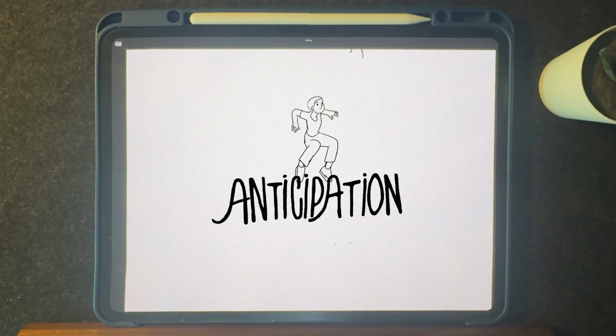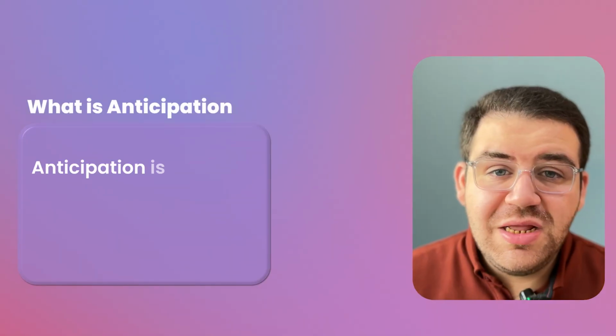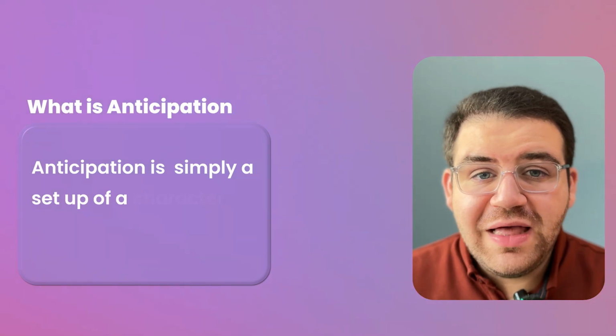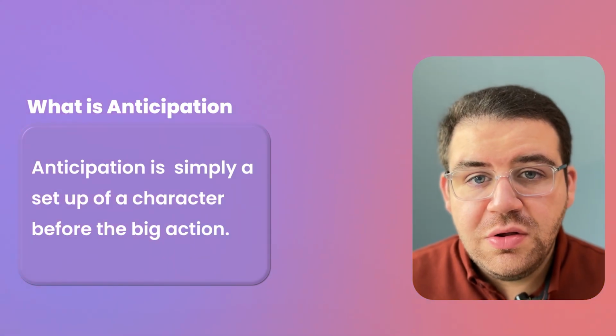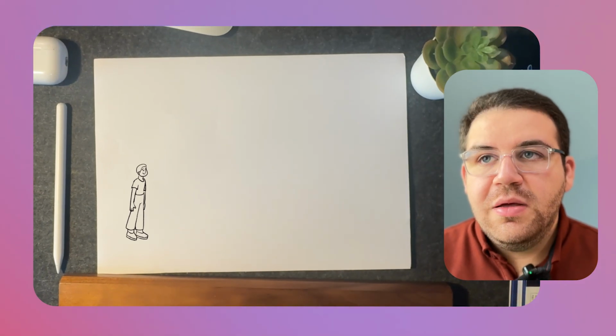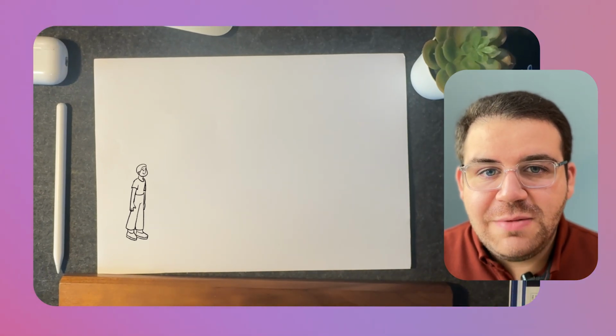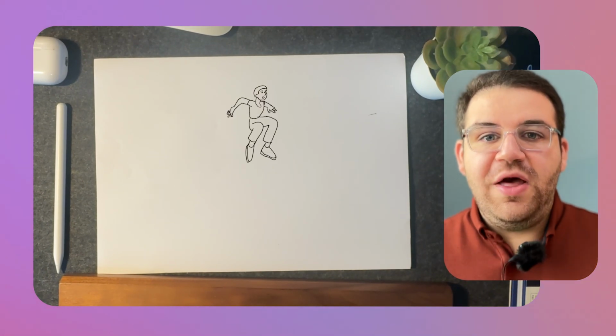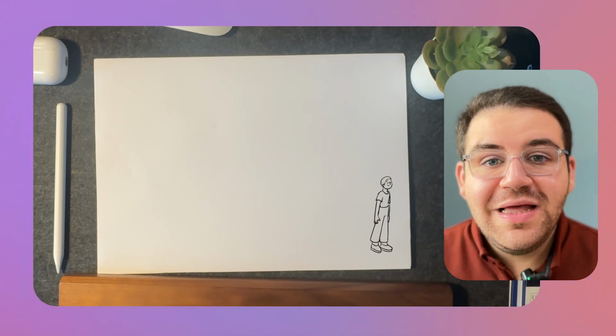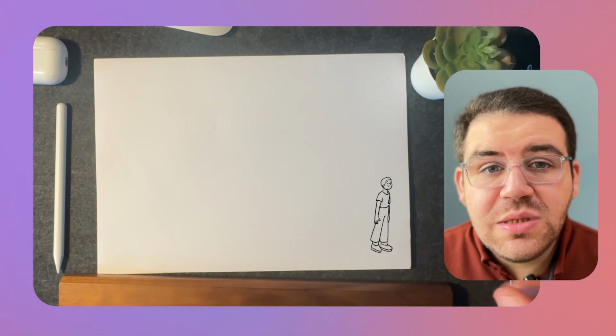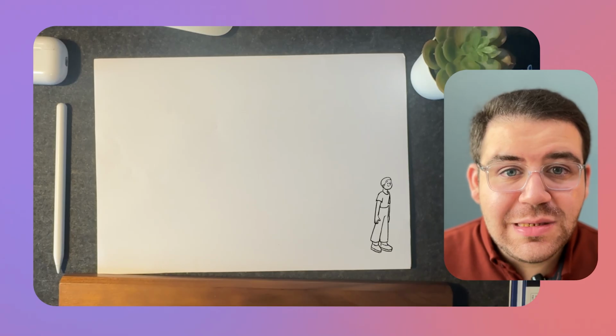Number 1 is the anticipation. So anticipation is simply a setup of a character before the big action. So how does it influence timing? Let's say a character is jumping. Before they jump, they have to anticipate, they have to crouch down and then jump. This crouch is the action that takes most time, and then the jump is really fast.